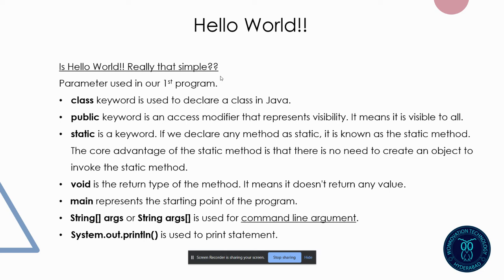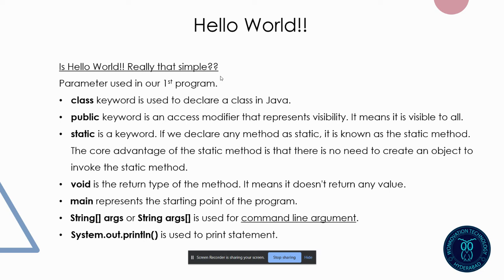Static keyword. If we declare any method as static, it is known as a static method. The core advantage of a static method is that there is no need to create an object to invoke the static method, which means it saves memory. Void is the return type of the method. It means it doesn't return any value. Like if we are declaring any method with return type as void, then we won't be getting anything from that method. Main represents the starting point of the program. Okay, if we are declaring a method as main method, then the compiler will know that this method is the starting point of the program.